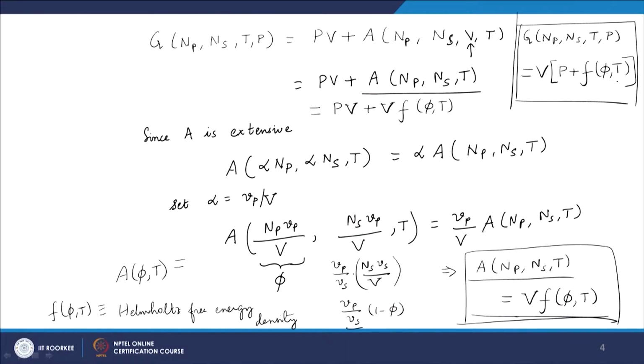We do not know what the functional form of that f of phi t is yet, but I will show you why that particular form is very convenient to look at the mixing behavior and the phase separation behavior of the systems. Before this, let us define what I mean by mixing and phase separation.